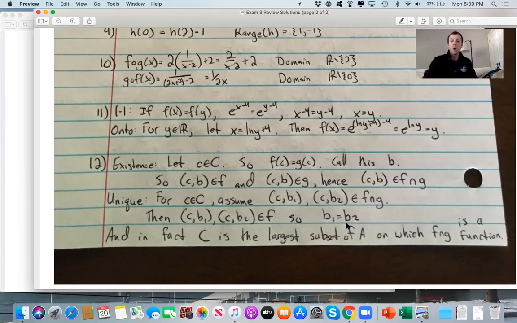And that was really what we wanted. We said, here, take these two pairs with these different second coordinates. We want to show that those second coordinates are actually equal. And the way we do that is by saying, if they're in this relation we're looking at, then they're actually in F, which we know is a function.